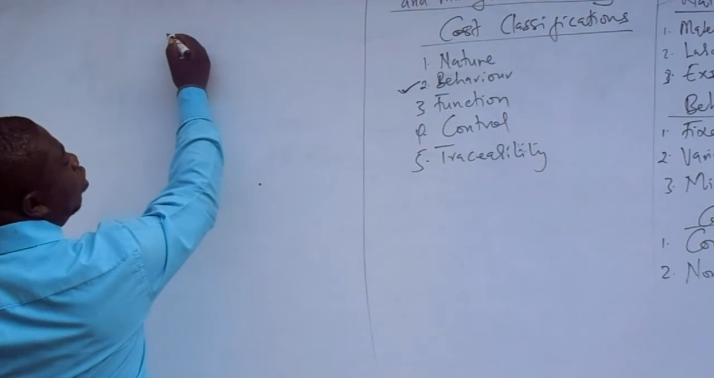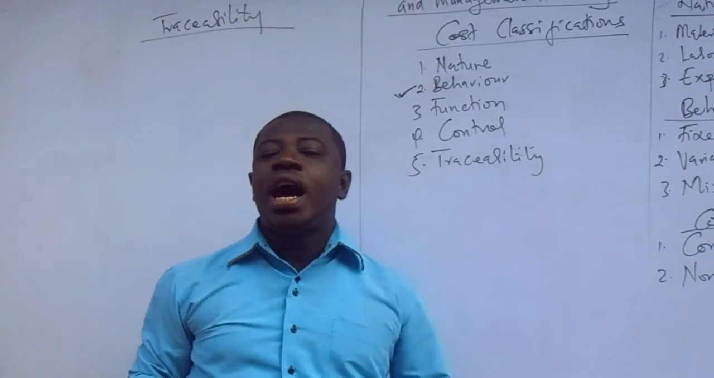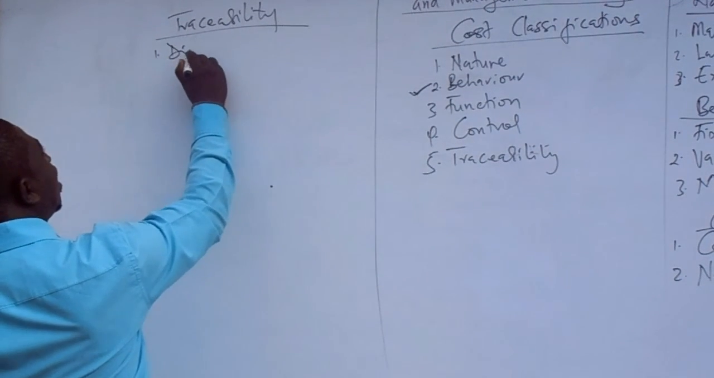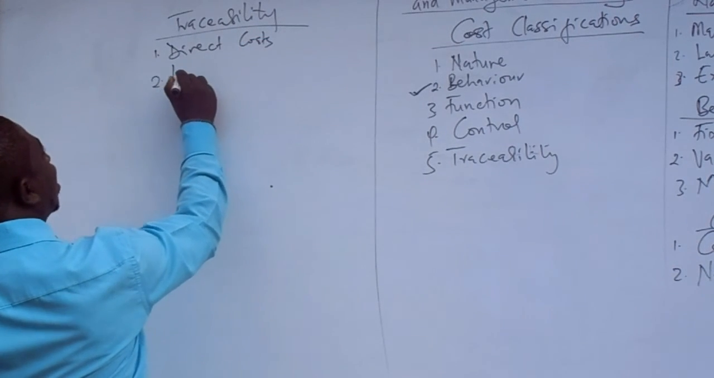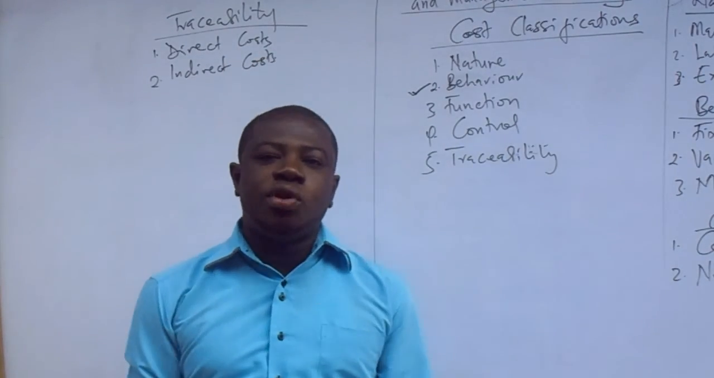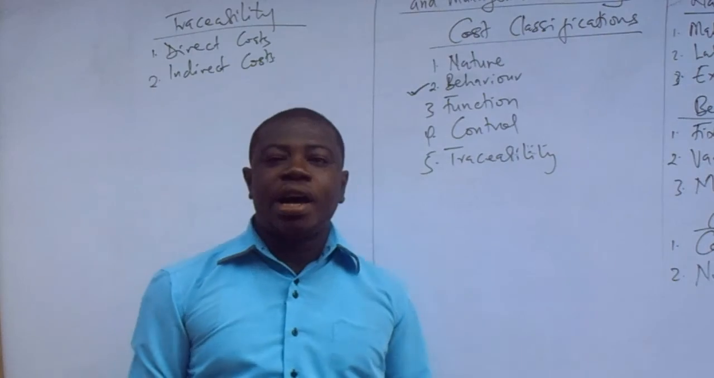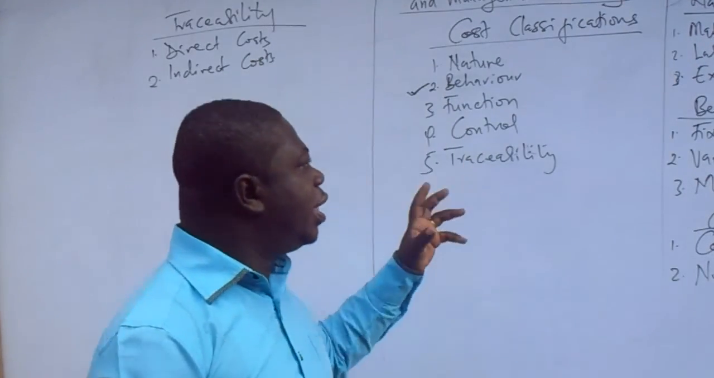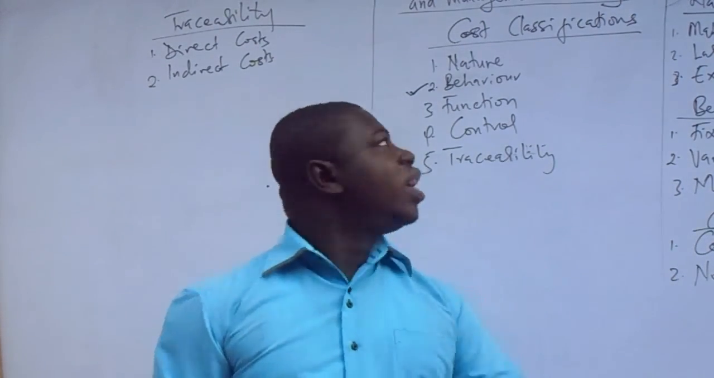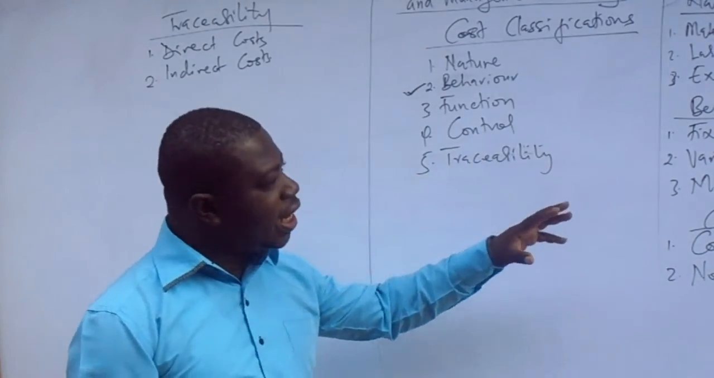And then we can also classify costs according to traceability. Traceability looks at how we can trace costs to their respective cost centers and cost units. And here we look at direct costs and indirect costs. Direct costs are costs that can be traced, or easily traced, to a particular cost center or cost unit. And then indirect costs are not easily traceable. You cannot trace them. So this is how we go about cost classification. Like I said earlier, this is just an introduction to costs and cost accounting, and I just wanted to give a fair view of costs and how they are classified.